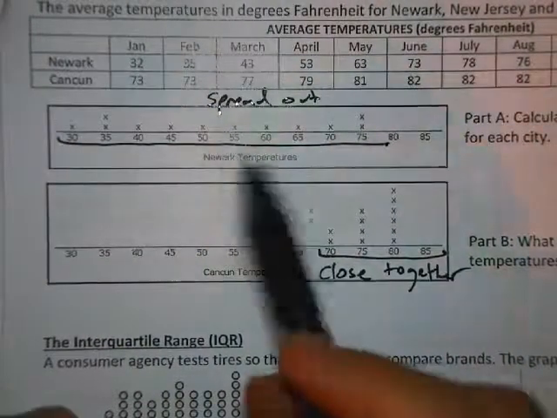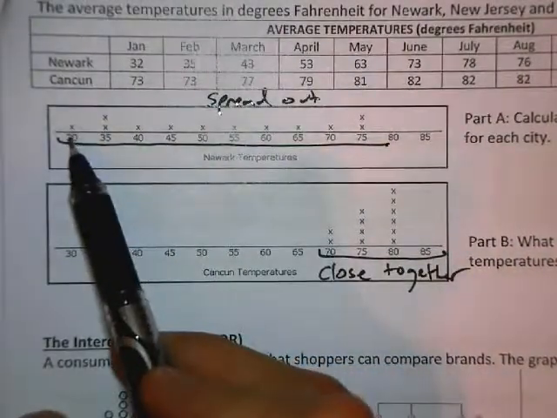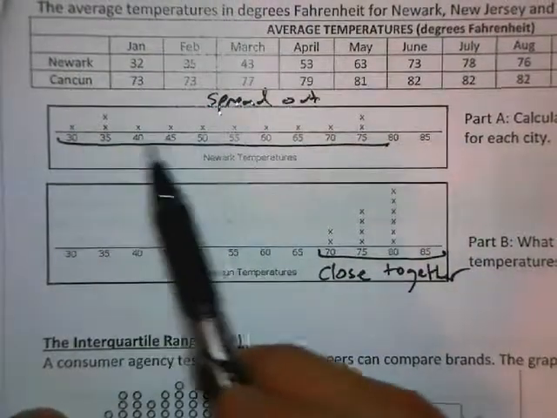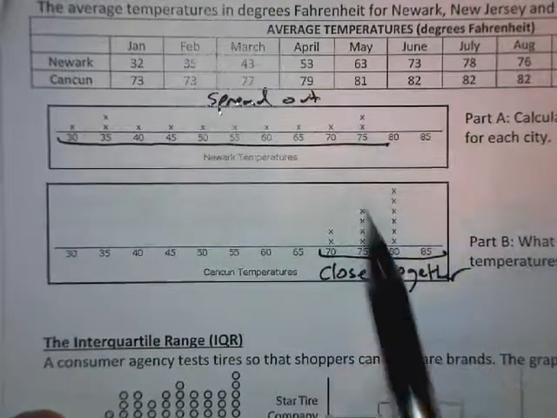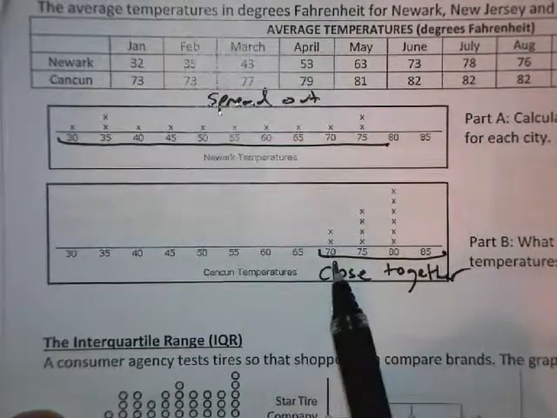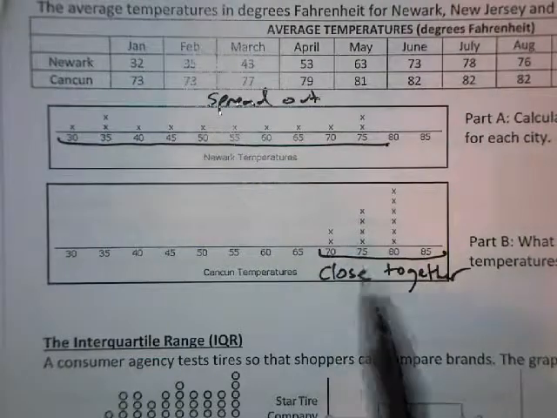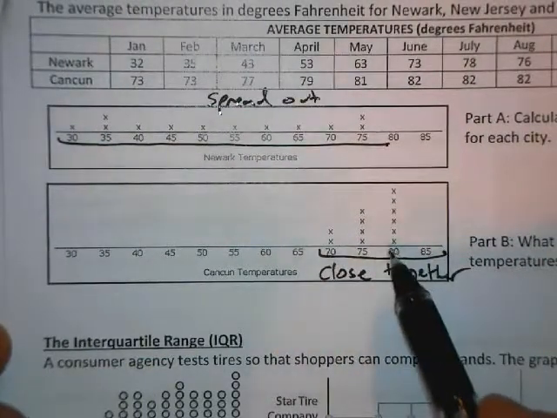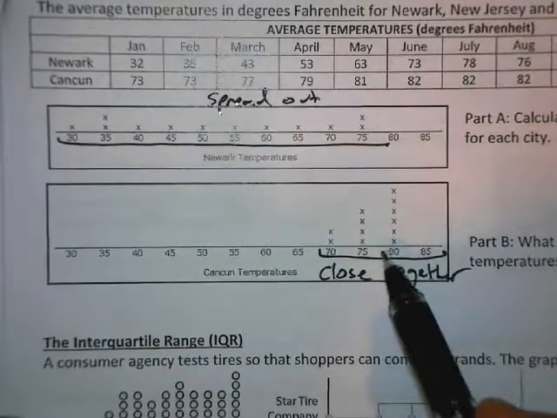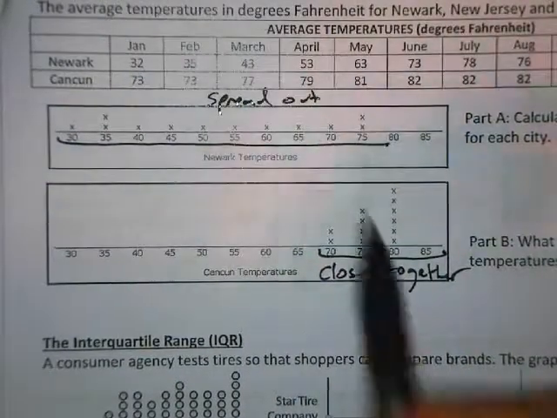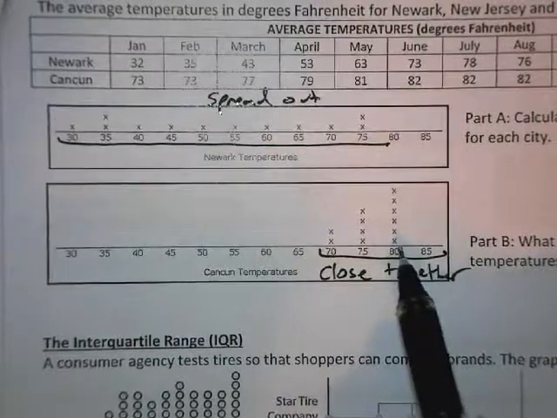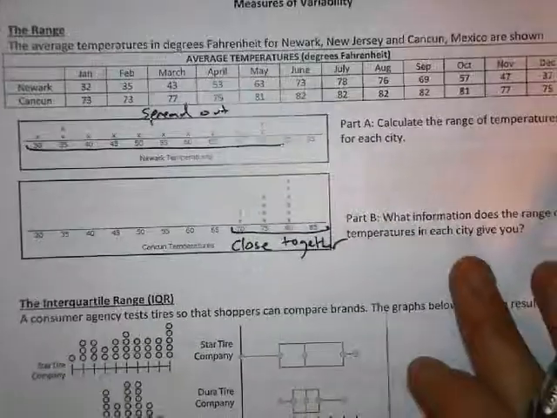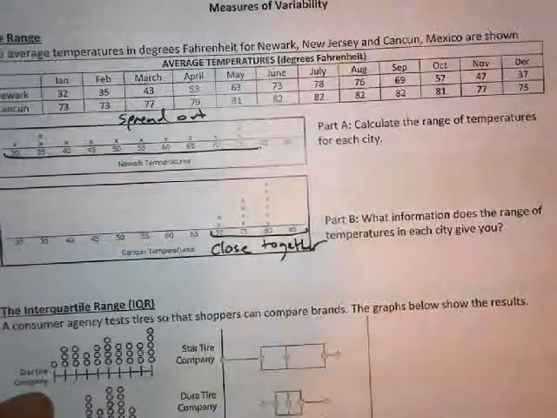If I go to Newark, it could be 30 degrees, it could be 75 degrees, it could be 50 degrees. There's lots of different possibilities. But if I go to Cancun, it doesn't matter when I go in the year, it's probably going to be somewhere in between 70 and 80 degrees. Pretty consistent. Okay, now we don't just need to do this with visual inspection, we also need to be able to calculate. And the first measure of variability that we need to calculate is the range.